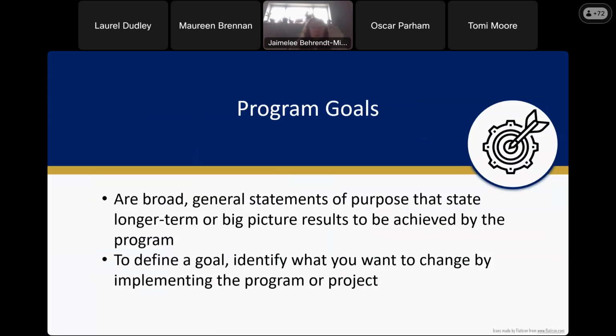Program goals are really broad, general statements of purpose. They're going to state those long-term or bigger picture results that you're looking to achieve through your program. To define your goal, you really want to think about what change you want to see by implementing your services. And so really think about that broadly. We don't want them to be too broad. We don't want them to say, you know, decrease violence in the community, because you're not going to reach every single community member, but decreasing victimization, decreasing recidivism within the specific population that you're serving, that would be a good goal over time.